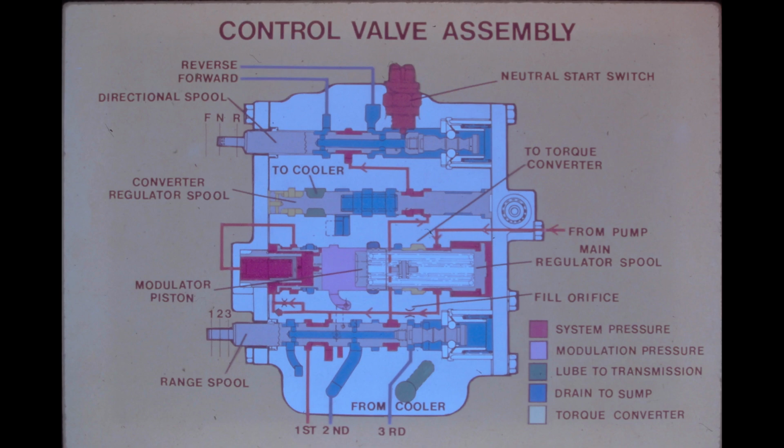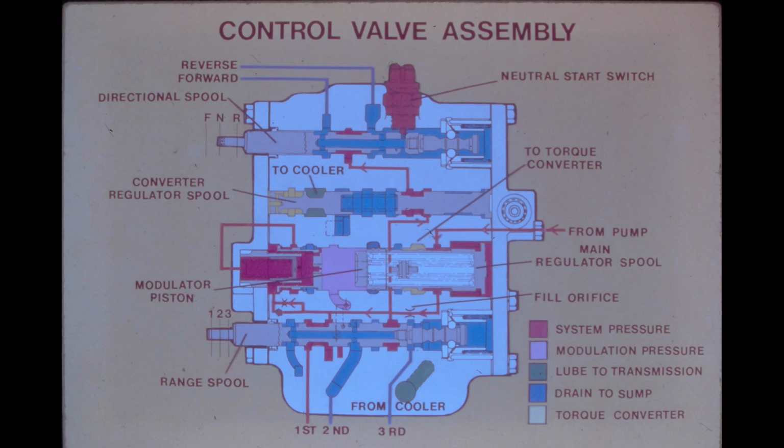The directional control spool is shown at the top of the valve. It is positioned in neutral. System pressure oil is available at the directional spool. If the spool is shifted to the left, fill oil would be directed to the forward clutch pack. A shift to the right would send fill oil to the reverse clutch pack. The directional spool must be in the neutral position before the engine can be started. As seen in the illustration, the plunger on the neutral start switch will detent to close the cranking circuit only when the spool is in the neutral position.